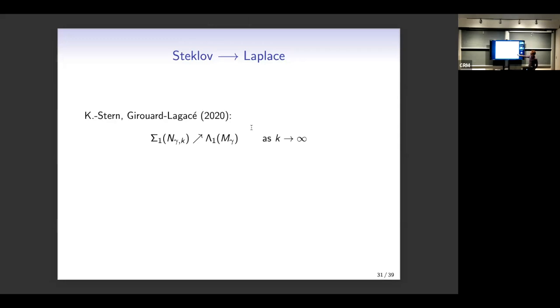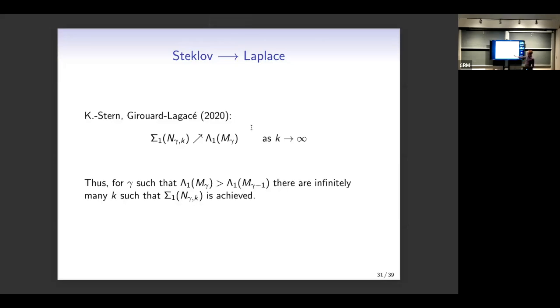So here, what is this? M gamma is an orientable surface of genus gamma. N gamma K is a surface with boundary of genus gamma with K boundary components, right? So it's essentially M gamma with K holes in it. So the result is that this in fact converges as K goes to infinity to this. So as the number of boundary components increases, the maximal value here converges to the maximal value here. And in fact, if you take the gamma, this is satisfied. This convergence tells you that for infinitely many k, this is achieved, right?